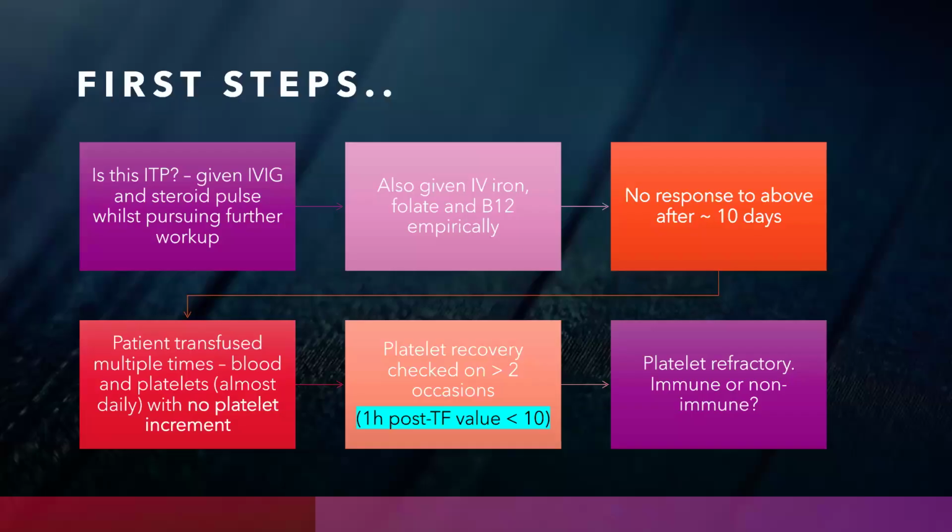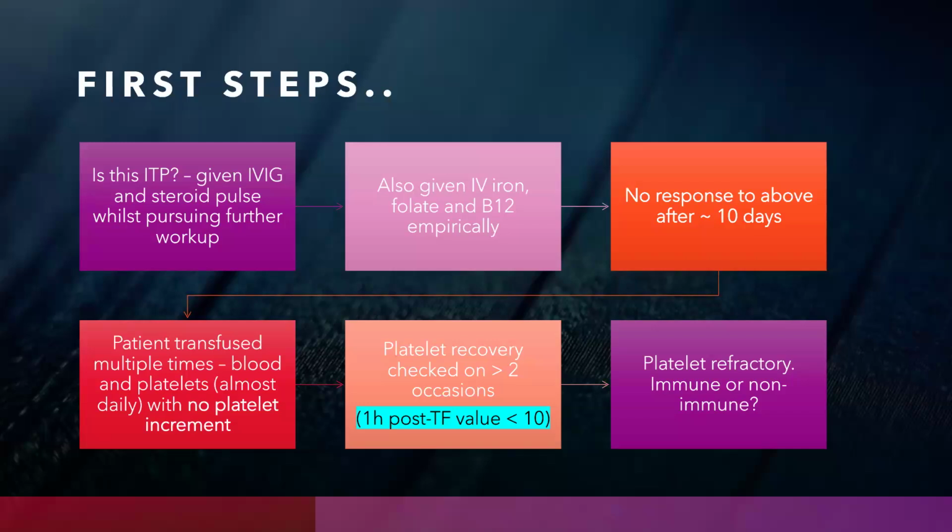So our first thought initially was ITP in pregnancy, given the severe thrombocytopenia and anemia. Because of the concern about how close she was to term, she was given Polygam and a steroid pulse while we were pursuing further workup. Empirically, she was also given IV iron replacement, as well as folate and B12 supplementation. And after about a week to 10 days, it was noted pertinently that there was no response to these measures.